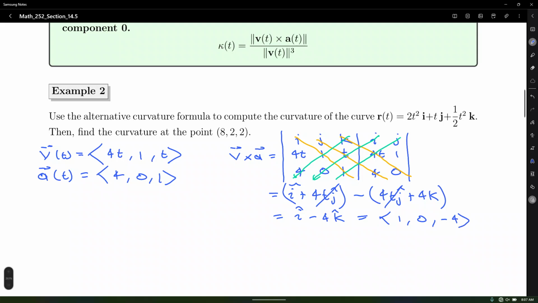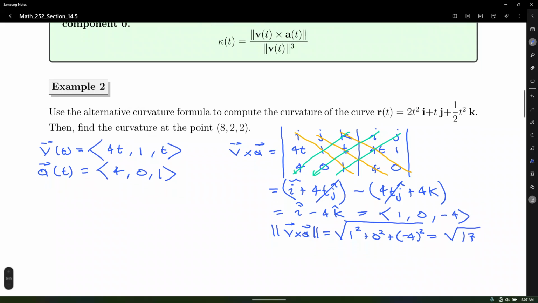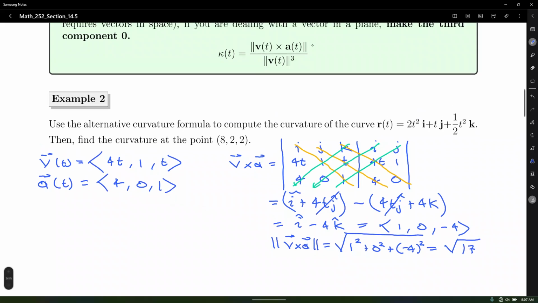Alright, so now let's find the magnitude of that cross product. That's going to be the numerator. So the magnitude of v cross a is the square root of 1 squared plus 0 squared plus negative 4 squared, that equals the square root of 1 plus 0 plus 16, 17. That's the square root of 17. So that's the magnitude. So we already have the numerator.